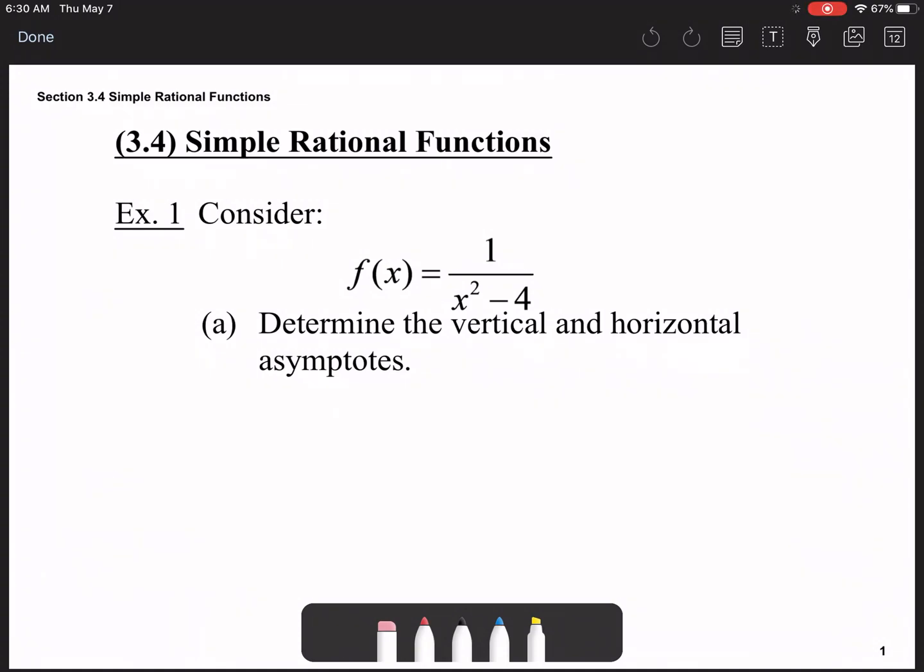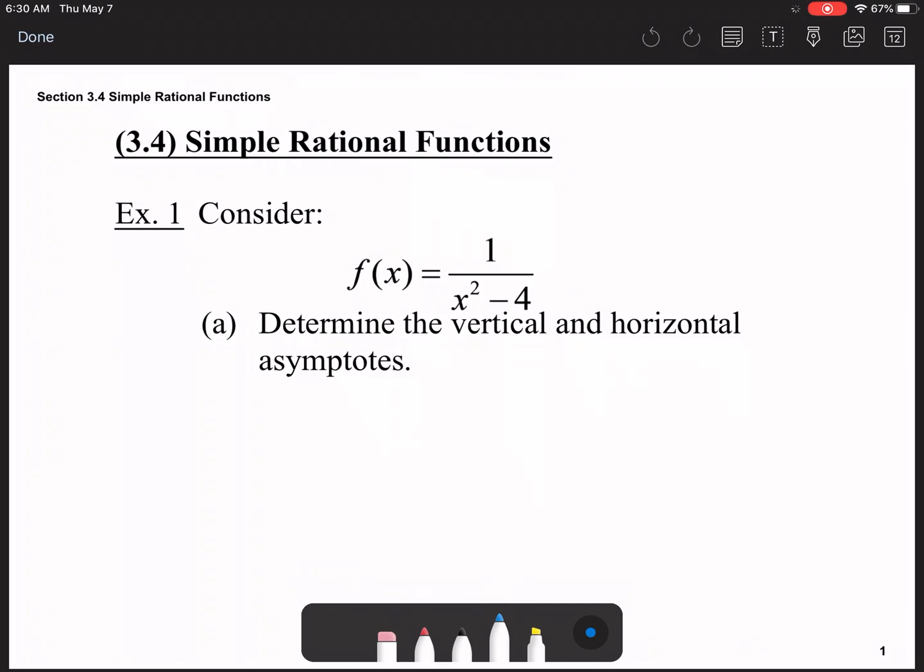Hello and welcome to Lesson 3.4, Simple Rational Functions. Today we're going to look at all the various different things that we've seen in advanced functions to determine parts of rational functions, but we're also going to use some skills that we've learnt now with derivatives.